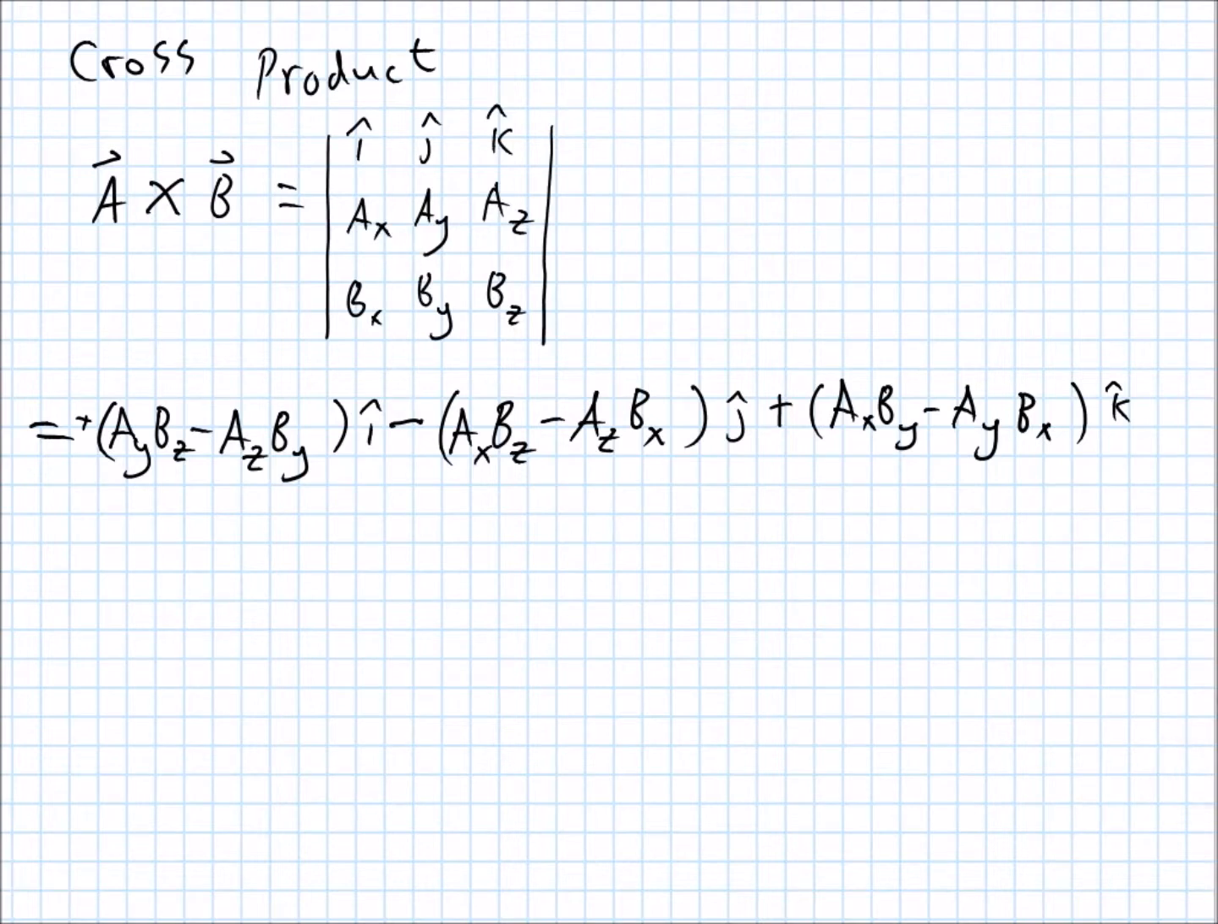And that's how I do it. You could just memorize this, what I've written out. This is the cross product. It shouldn't be that hard to memorize, but I am terrible at memorizing things. So that's our cross product.